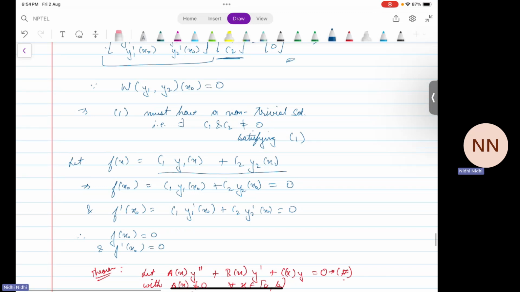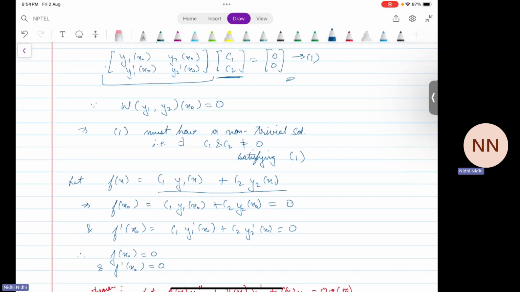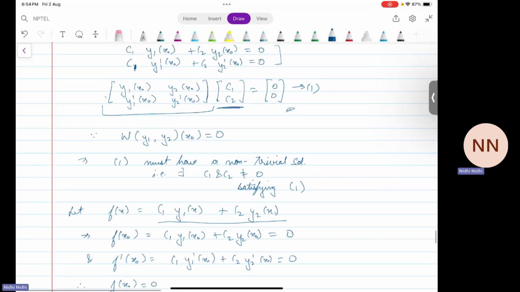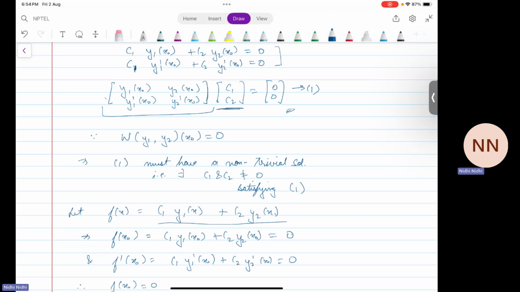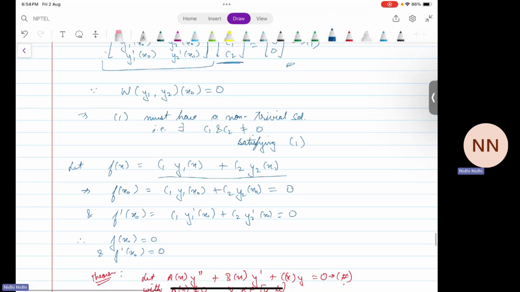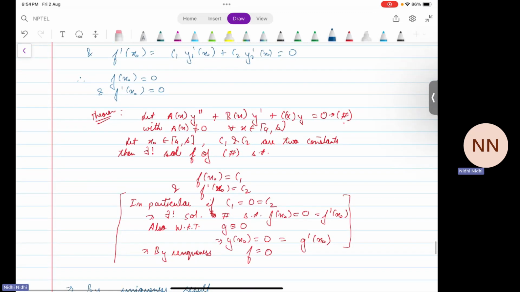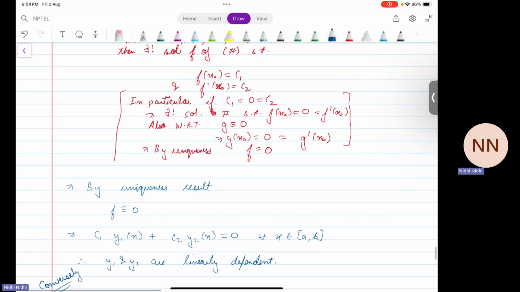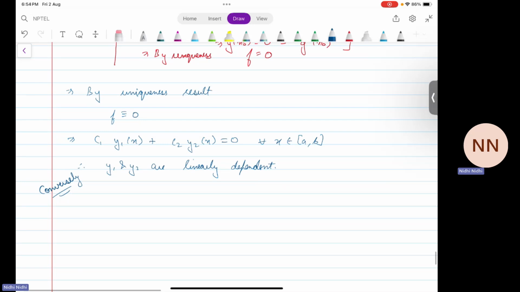And for that, what had been done? We took a point x naught and a function f to be c1y1 plus c2y2, and these c1 and c2 existed because the Wronskian is 0. We had some non-trivial c1 and c2, and using them we constructed f. Using the value of f and its derivative at x naught and the uniqueness theorem, we got that f must be 0 and hence y1 and y2 must be linearly dependent. I hope it was clear. Now let's see the converse part.